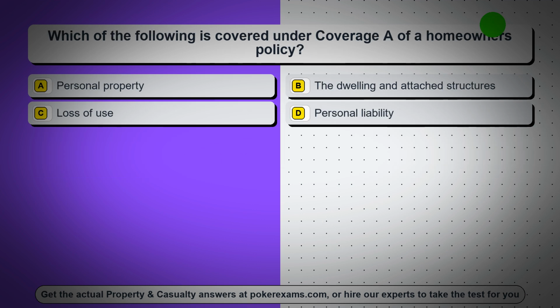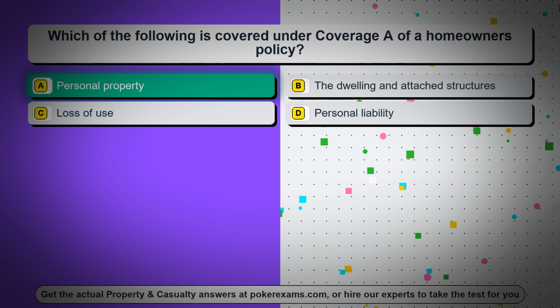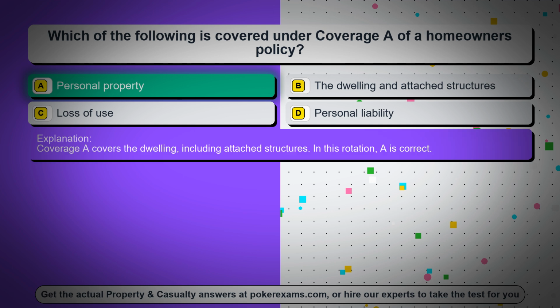Question 16. Which of the following is covered under coverage A of a homeowner's policy? Option A, personal property. Option B, the dwelling and attached structures. Option C, loss of use. Option D, personal liability. The correct answer is option A, personal property. Coverage A covers the dwelling, including attached structures. In this rotation, A is correct.